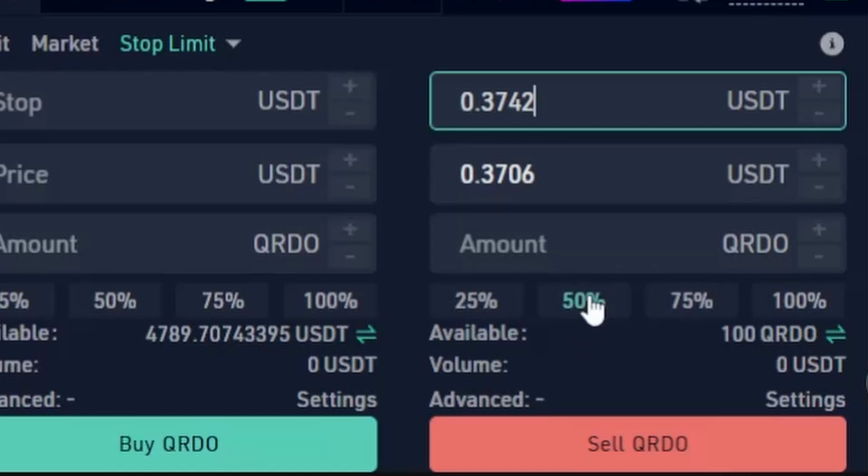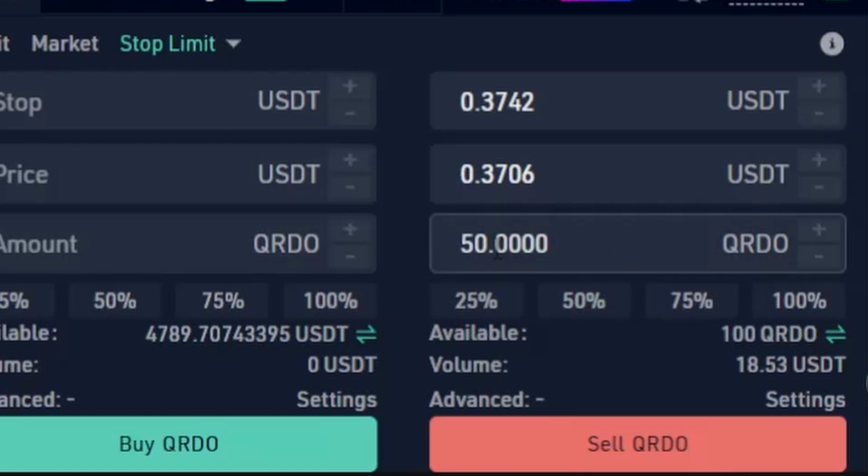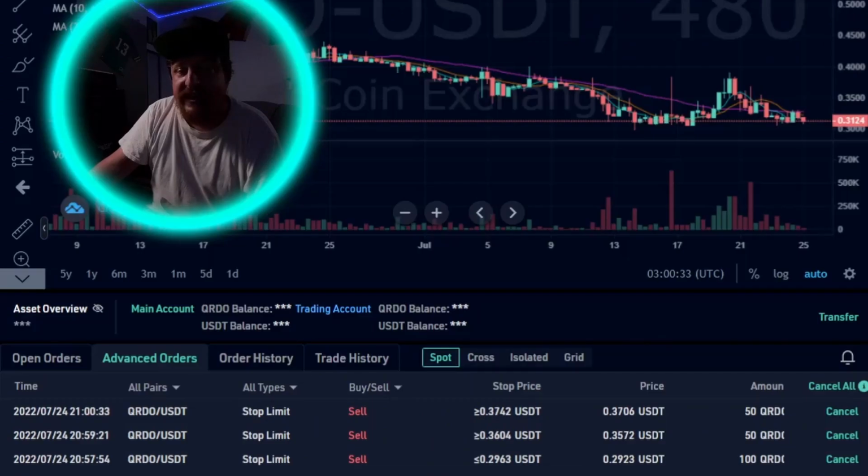We're going to do 50% again to sell the other 50, half of my Credo, and I'm going to click Sell Credo. Now we'll see all of my 3 orders set up, my one that is my stop loss down here at the bottom, and my 2 take profit levels.